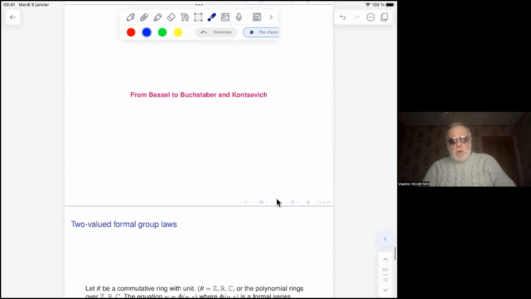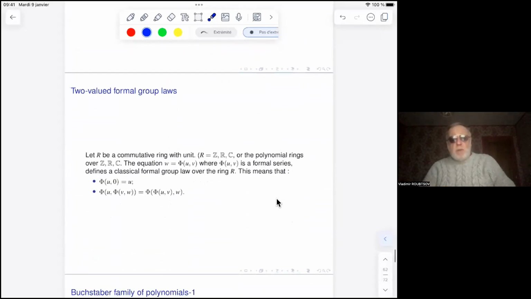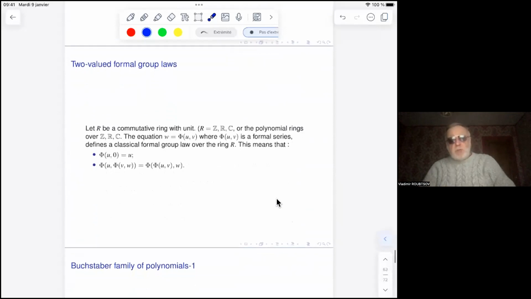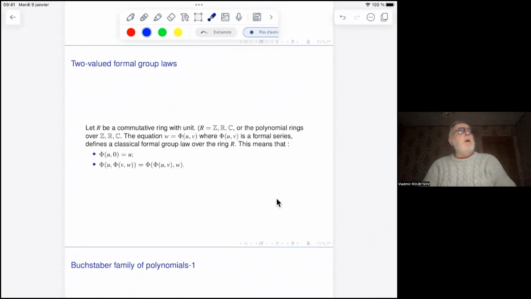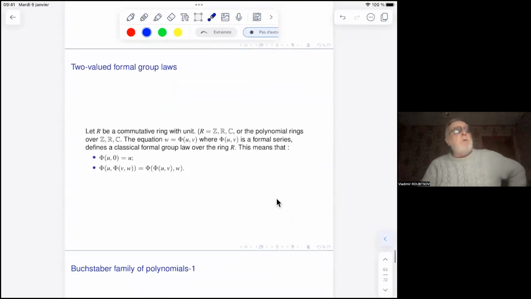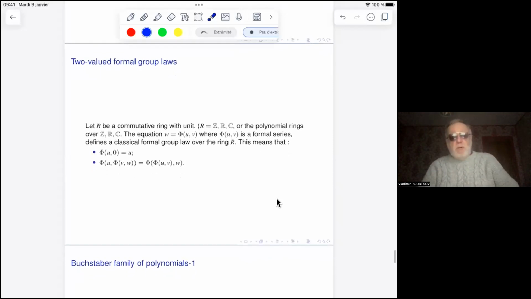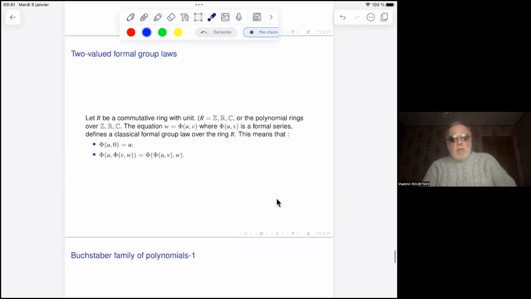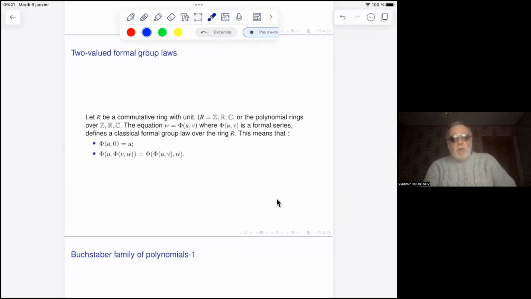Now, I want to make some digression, because to explain how Buchstaber polynomials and, for example, Buchstaber Ries polynomials appeared, it was clear, but how the general Buchstaber polynomial and generalized Kontsevich polynomial related to the Buchstaber appeared initially, I need the following reminder.